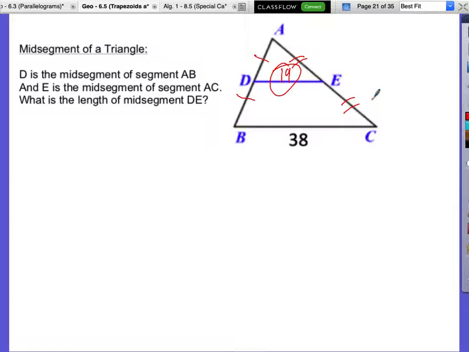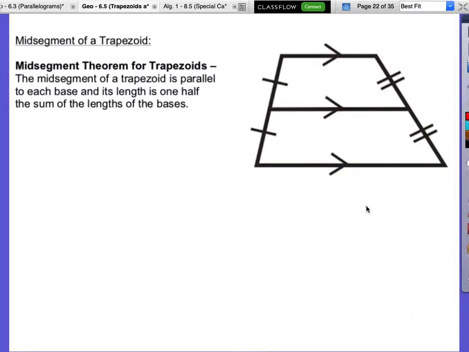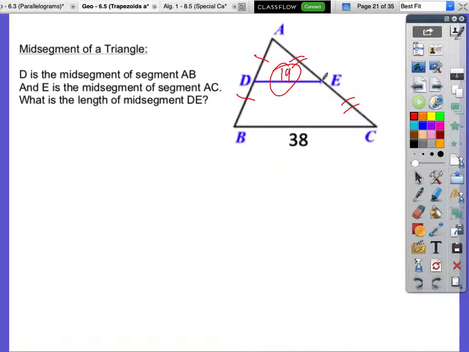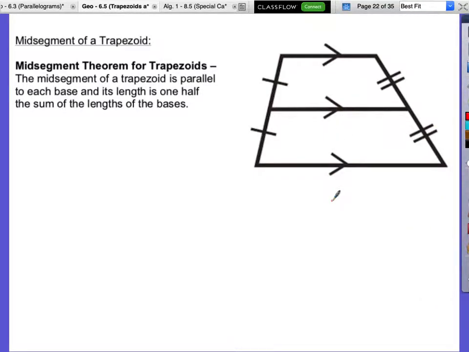Because right below this, we have the mid-segment of a trapezoid. So here is the mid-segment theorem for trapezoids. It's parallel to each base. Just like the mid-segment of a triangle is parallel to the third side and half its length, it's parallel to each of the bases, and its length is half the sum of the bases. So here we have two sides that it's parallel to, so we have to add them and take half. On the triangle, we only had one side that it's parallel to, so we just took half of that one side. But here, since the mid-segment has two sides parallel to it, we have to add them and then take half.